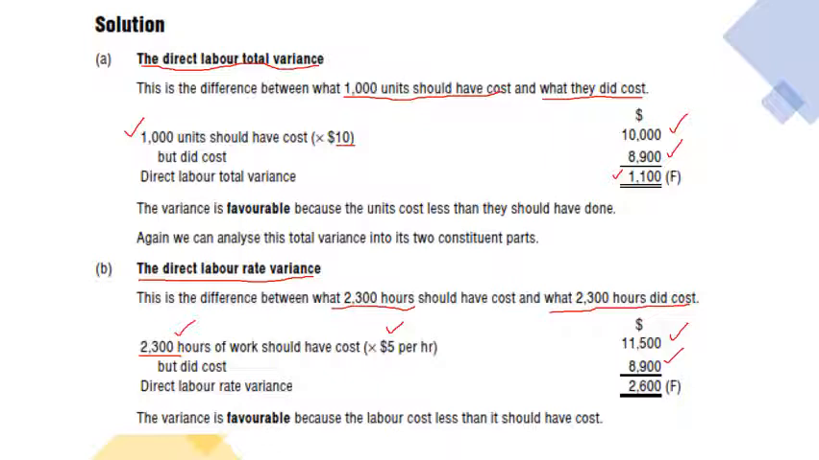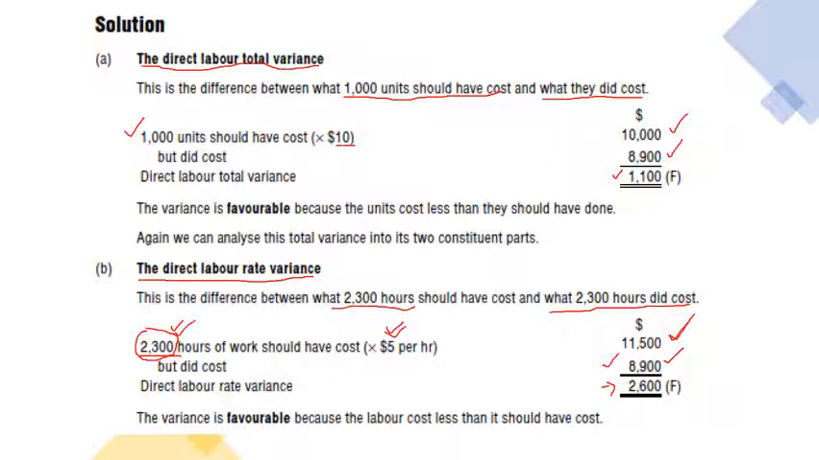One thing you must keep in mind when trying to solve this question: the hours taken are always actual hours. You are not allowed to take the standard hours. These are actual hours, and you multiply with the standard rate. Then you get the standard cost. And this $8,900 is also the actual cost of these 2,300 hours. Now again, the variance is $2,600, and it is also favorable.